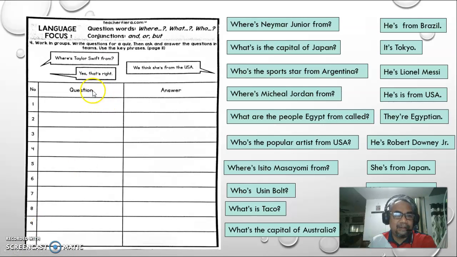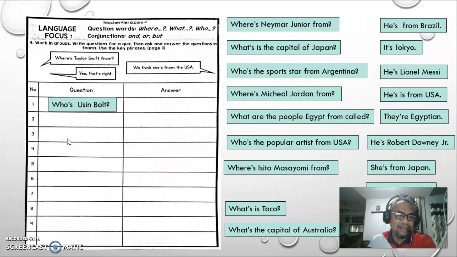Alright. Okay, complete and write the question for the quiz. These are the questions. These are the answers of the particular exercise. Okay, you need to write down. Where is Neymar Junior from? Okay, this is the question you write here under the question column. All the answers under the answers column.